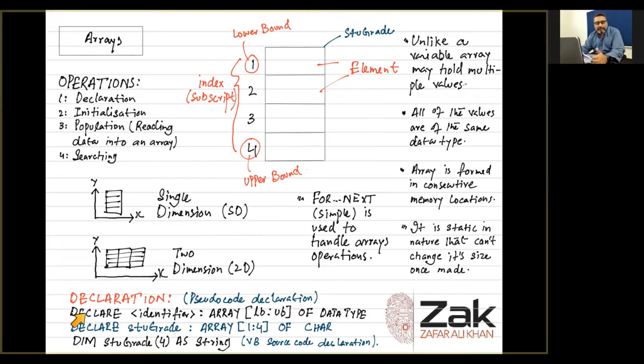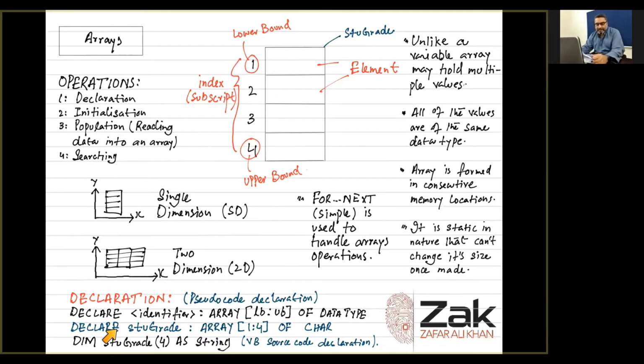The word declare will be used. Declare, identifier means the name of the array. We will use this colon as the word as, and then we would have to write the word array. It's a keyword, then lower bound and upper bound and the data type. Means if we would like to create this array whose name is student grade, lower bound is 1, upper bound is 4, and the data type is character, which may hold just one character at a time.